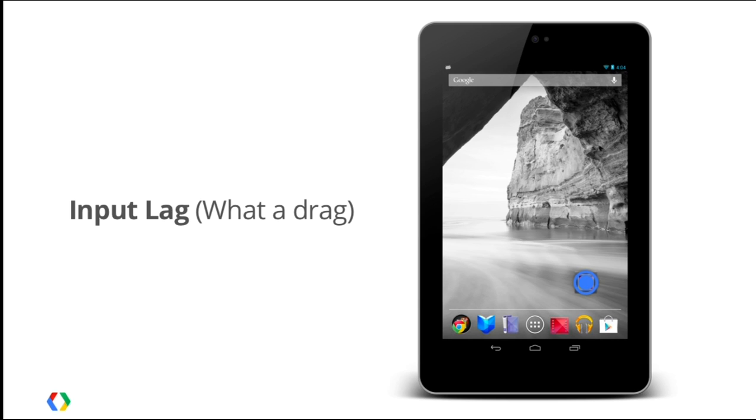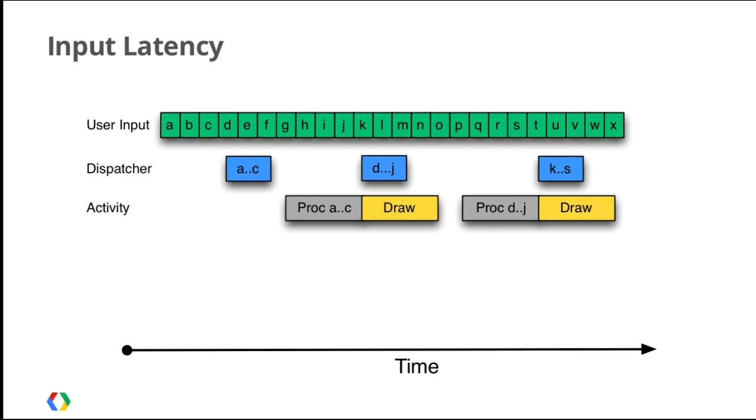And latency is due to many things. Some of it is introduced by the software. Some of it is because of the hardware. It can be the touchscreen, it can be the memory bus. It can be many, many things. So we're going to talk about what we did in our software to reduce the latency that we introduced in the system. Specifically, let's talk about what happened in the input system.